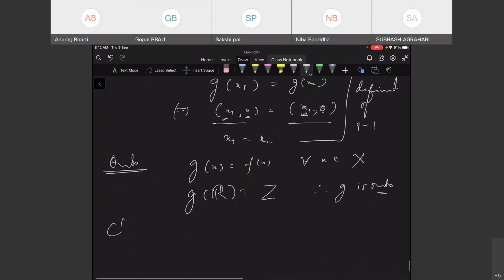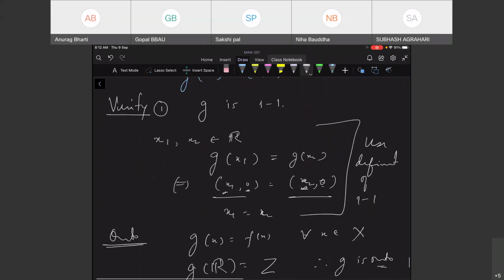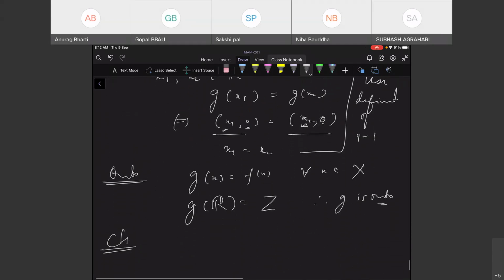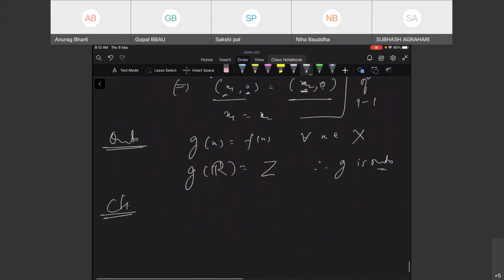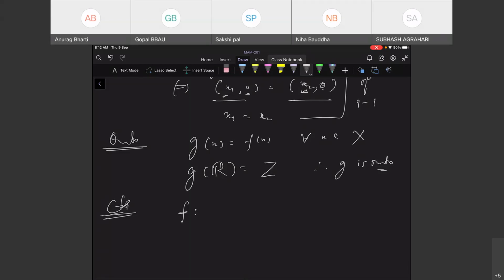Why is it continuous? Okay, for this, let me give you one clue. First we have to say f should be continuous, then g will be easily continuous.